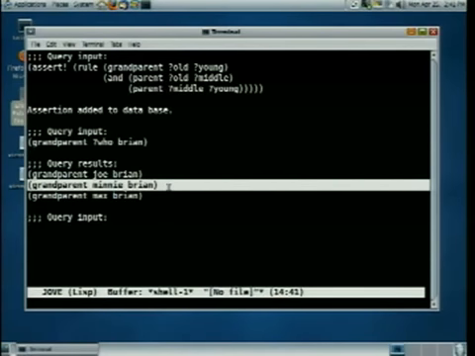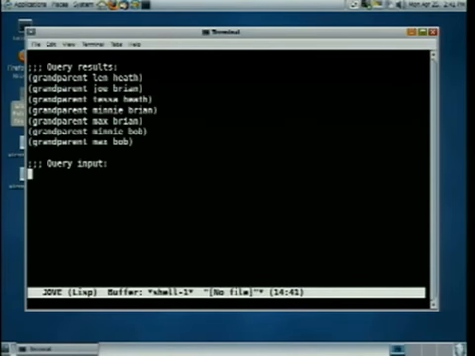Okay? Any further questions about this parenthood example? Yeah. Sure. Grandparent, oops, question mark X, question mark Y. There they are. Okay.